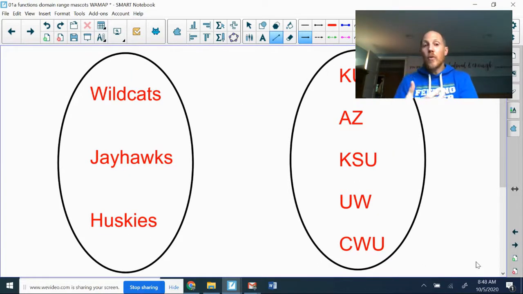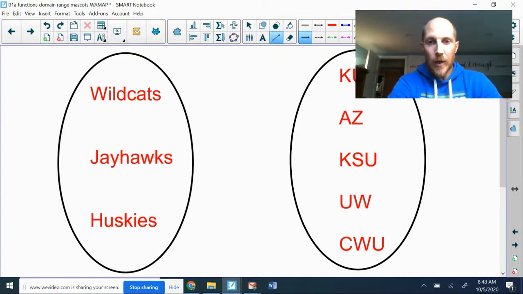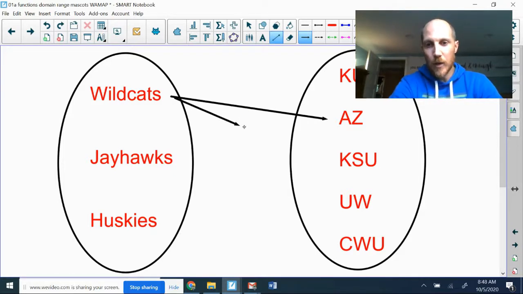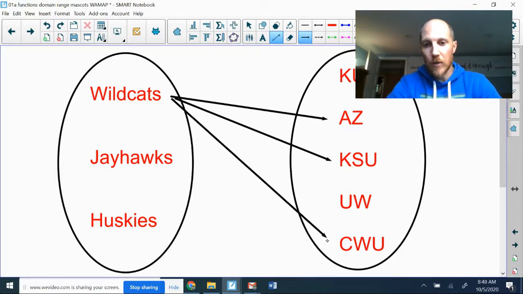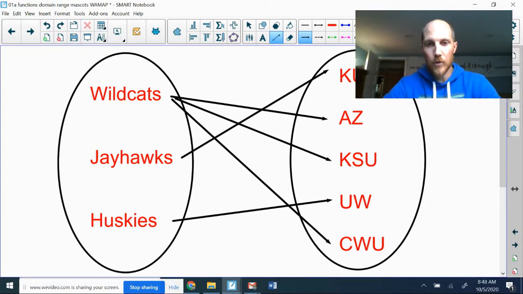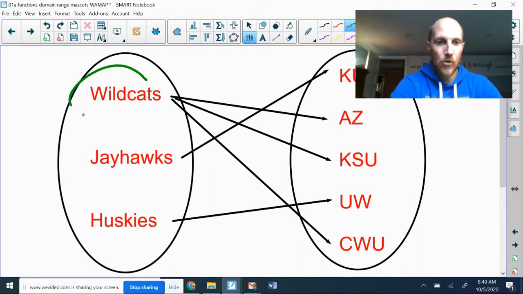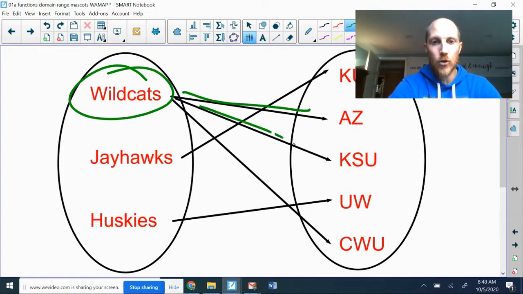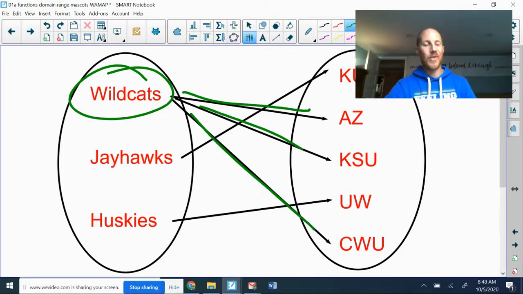Okay, so what if I switch the input and output? For the inputs, I'm using the mascots, and for the outputs, we've got the schools. In this case, Wildcats goes to Arizona, Kansas State, and Central Washington. The Jayhawks are Kansas. The Huskies are UW. So in this case, I have an input that goes to three different schools, and that is not okay.